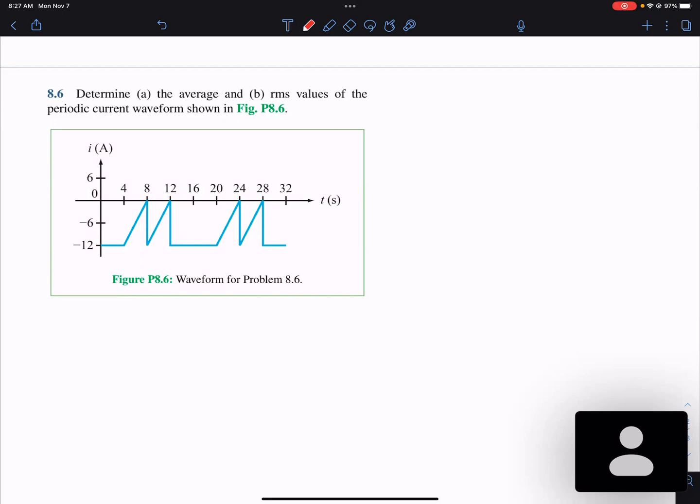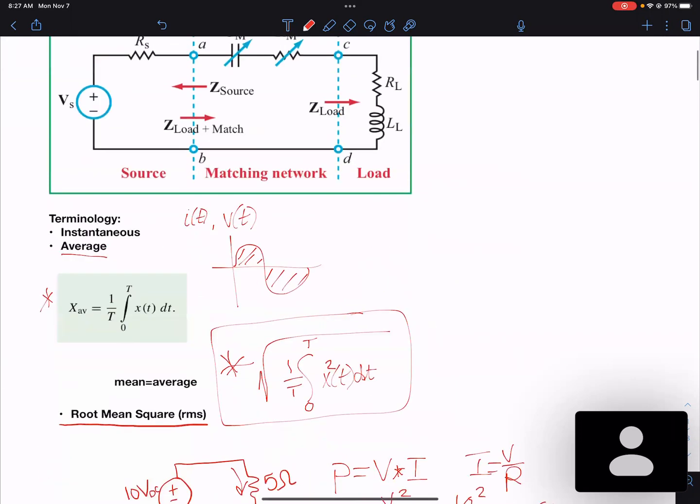All right, so how are we going to find this? This is annoying without this pencil. So we're going to use this function to find the average.